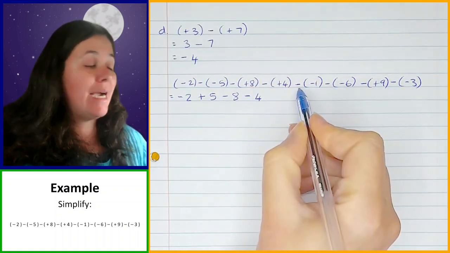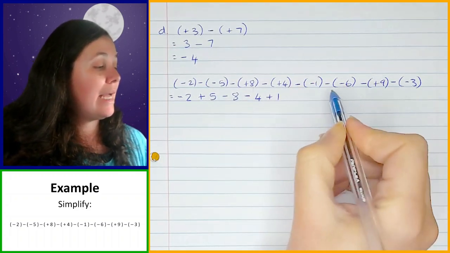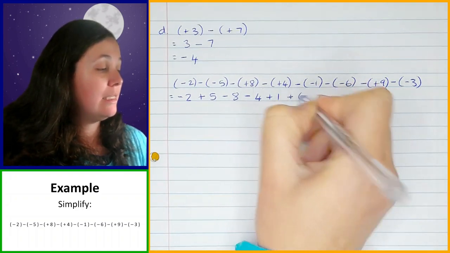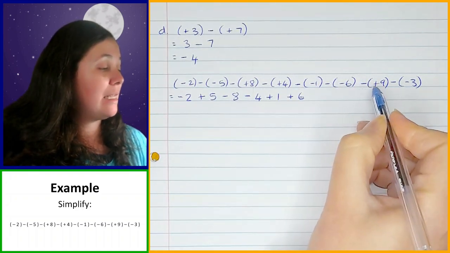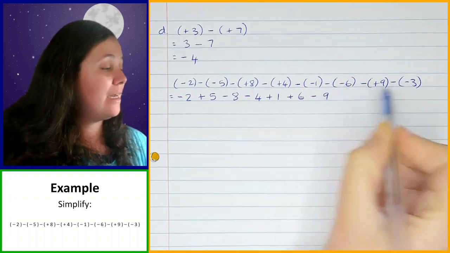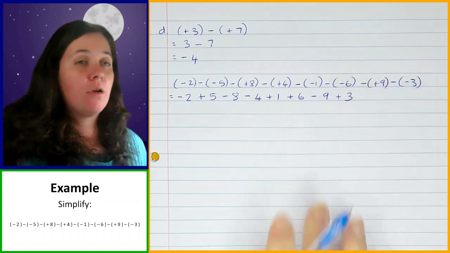Then here I've got minus and then negative 1, so that's going to change to plus 1. And here I've got minus and then negative 6, so that's going to change to plus 6. Then I've got minus and then positive 9, so it's going to change to minus 9. And finally, I've got minus and then negative 3, that's going to change to plus 3. Okay.